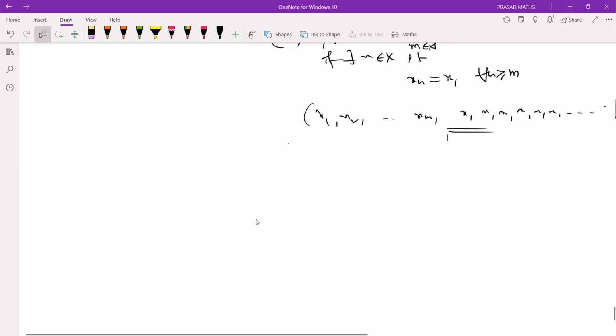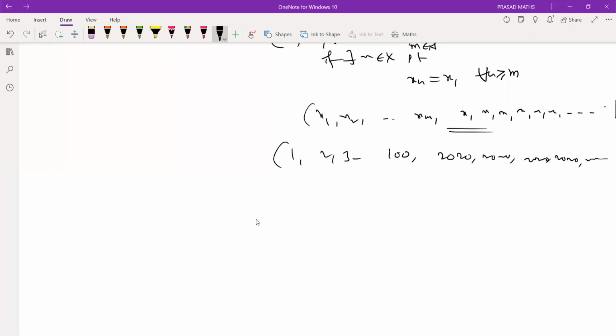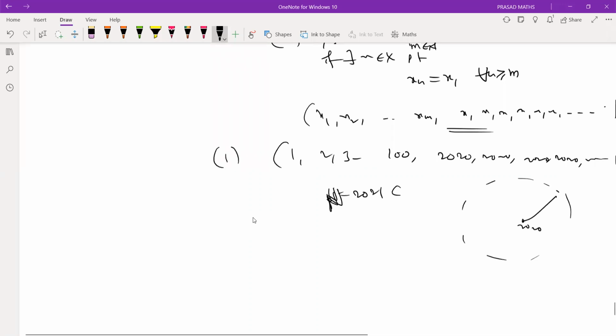Understand? Is it clear? Suppose you take 1, 2, 3, for example, up to 100. After 100, the terms are 2020, 2020, 2020, going on. It's an eventually constant sequence. This sequence always converges to 2020. Why? Because you give me any ball, any neighborhood around 2020, I can take my stage n equal to 2021.